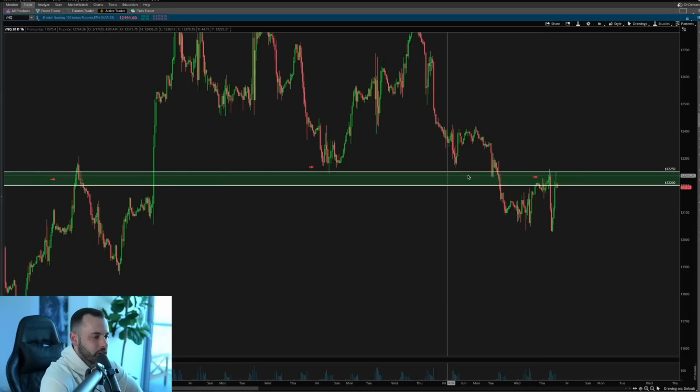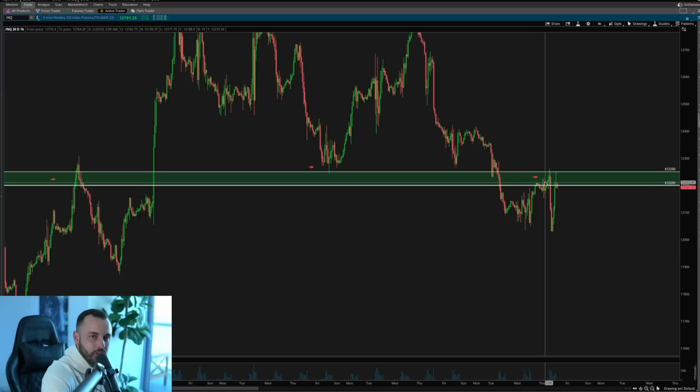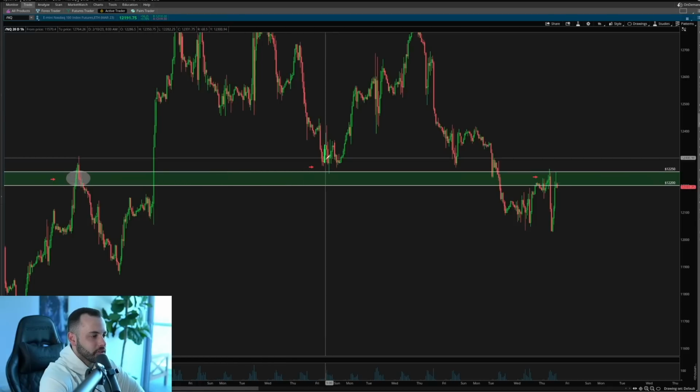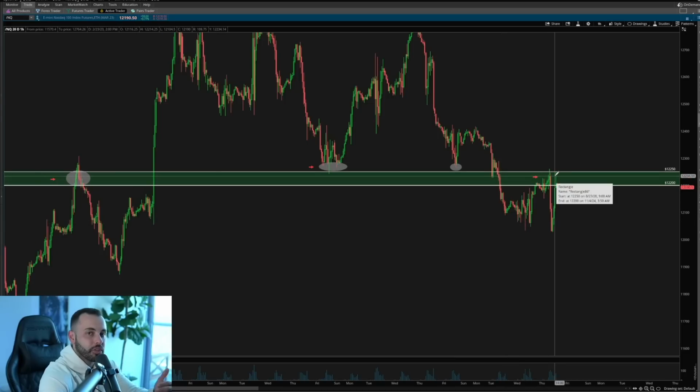Now, what you'll notice about this level is that when we're trading above it, it acts as a demand. When we're trading below it, it acts as a supply. So right here, as we pushed into this level, we rejected it. As we came back down to it after trading above it, we found support. And as we traded back into it after trading below it, it acted as a rejection.